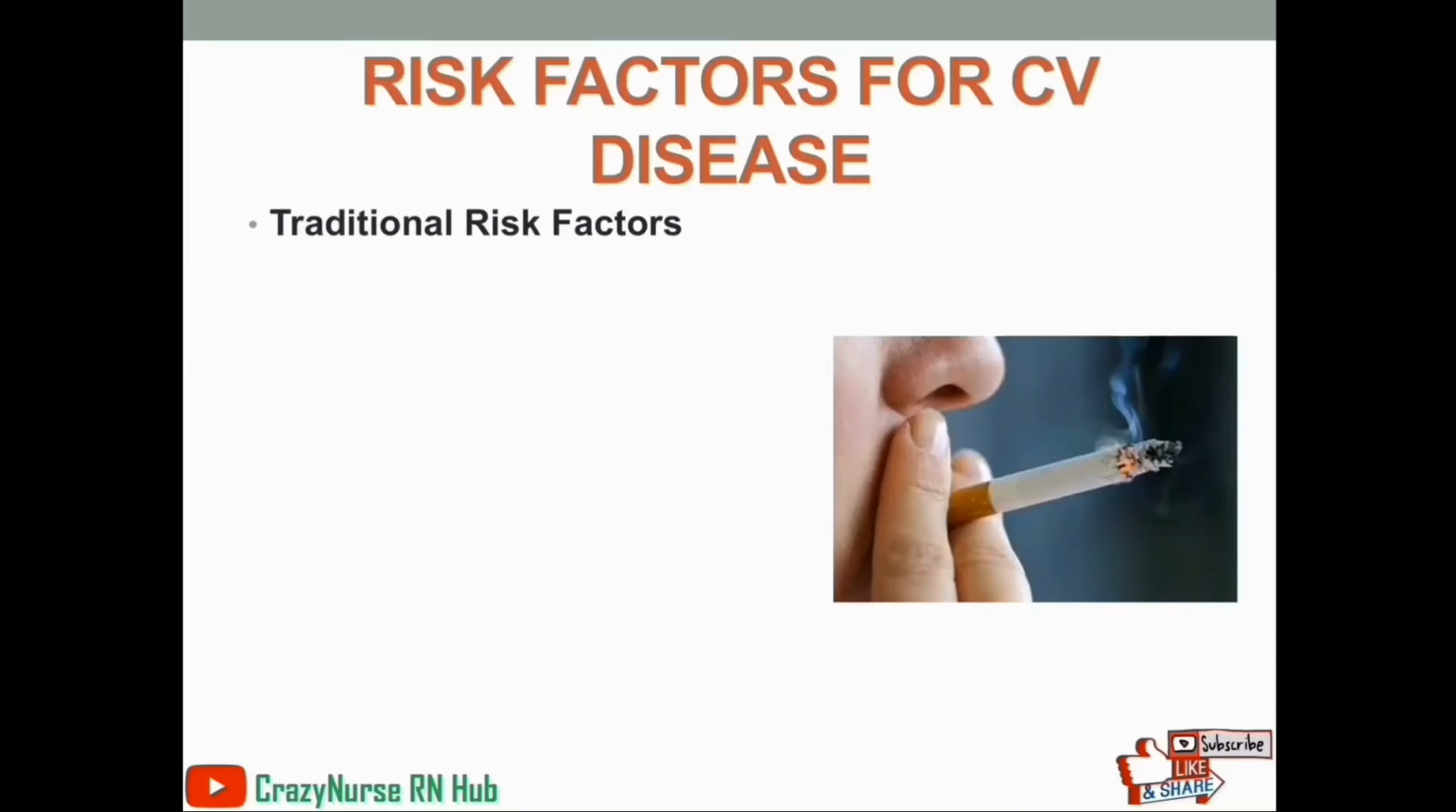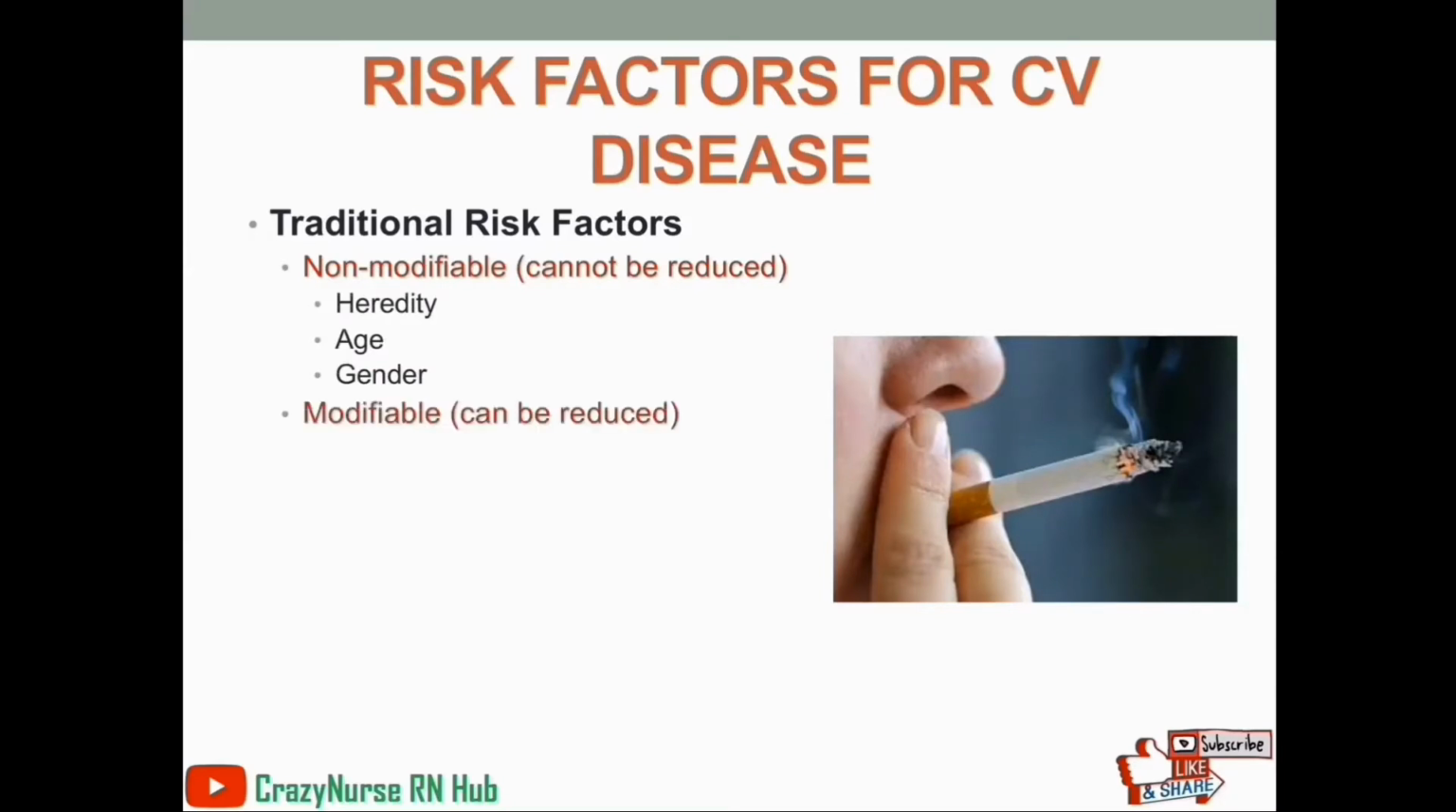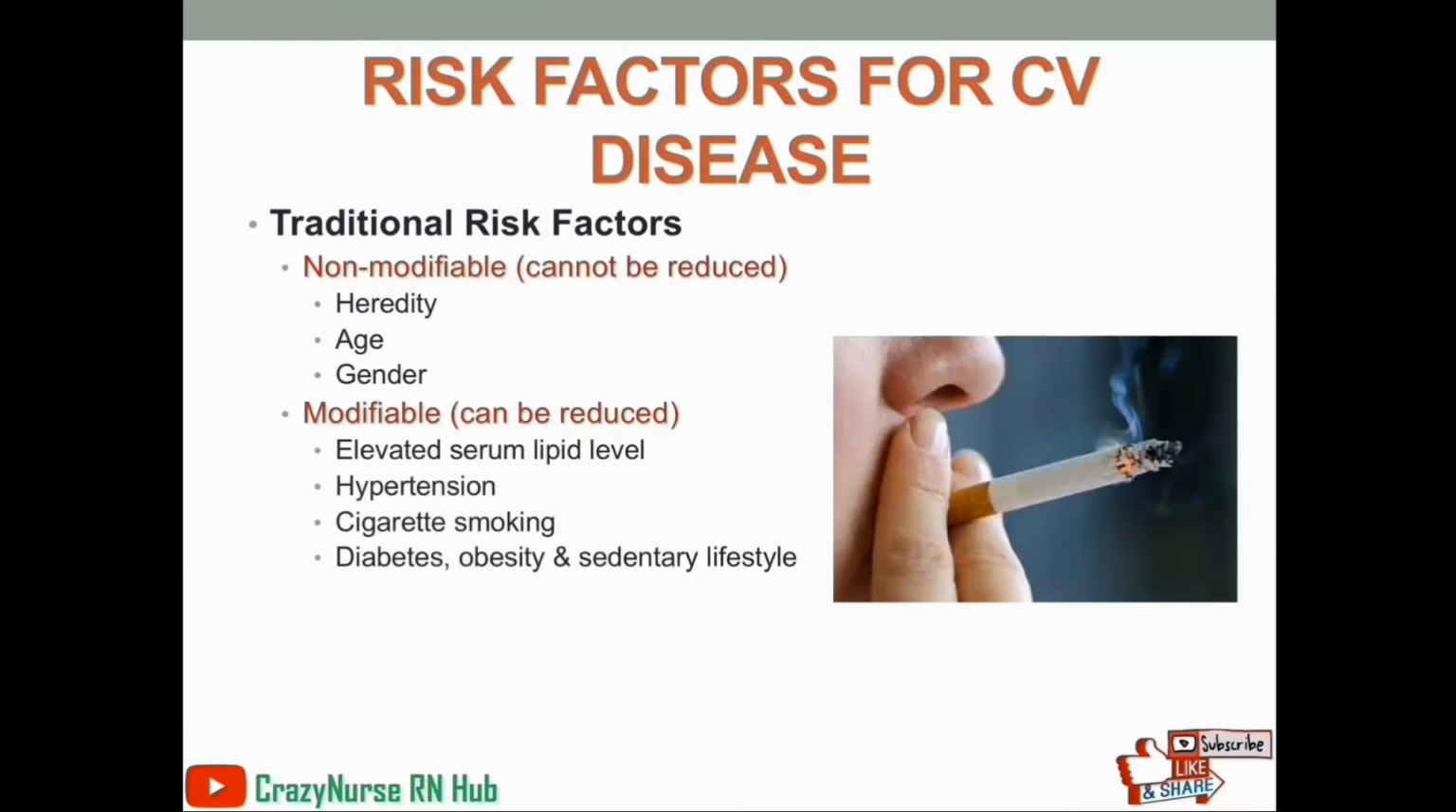First, we have your traditional risk factors. Under that, we have your non-modifiable. These are factors that cannot be reduced, such as heredity, age, and gender. We also have modifiable, and these are factors that can be reduced. Examples are, first, elevated serum lipid levels. There is a strong link that exists between elevated serum lipid levels and the development of your cardiovascular disease.